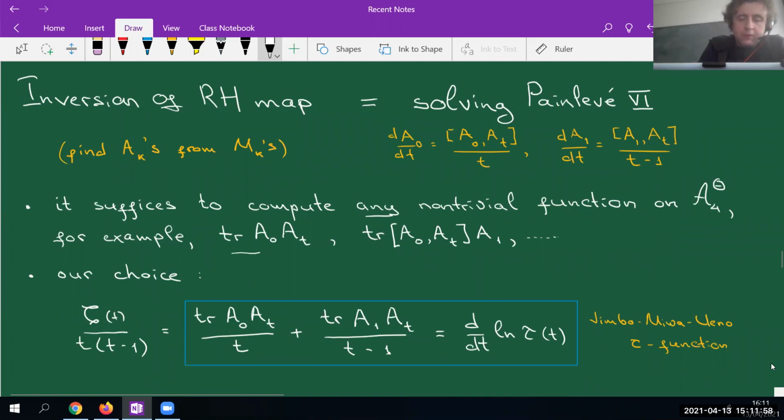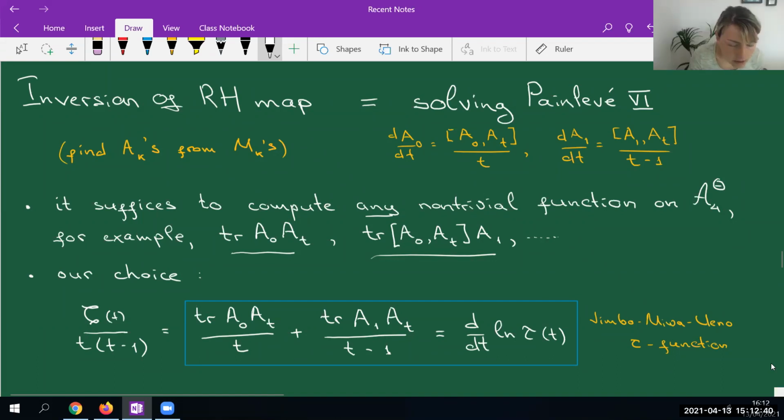So you can use, for example, this function here, or this function here, or even some more complicated combination. Now, it turns out that a very convenient choice is this one. So we take some particular combination of the traces of pair products of residues, and moreover, we declare that this is going to be the logarithmic derivative of some function tau. So this is the famous Jimbo-Miwa-Ueno tau function.